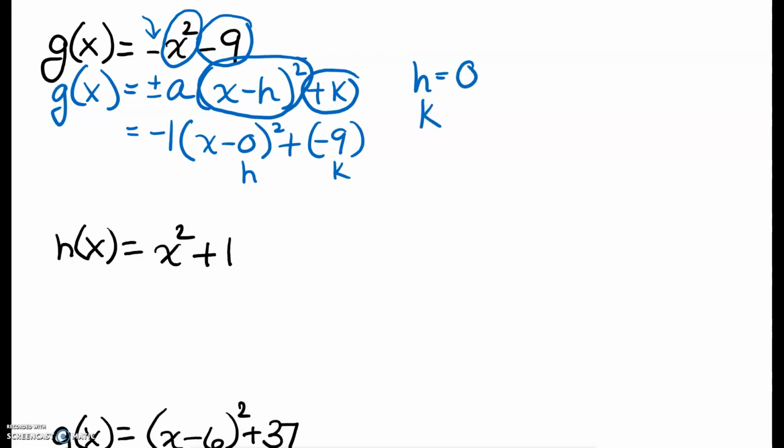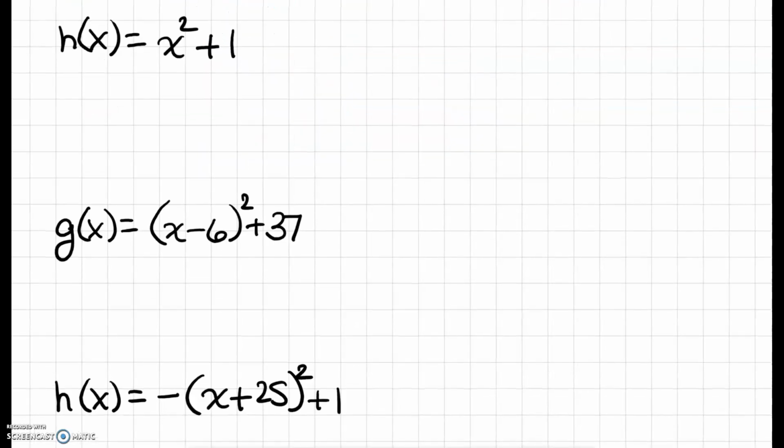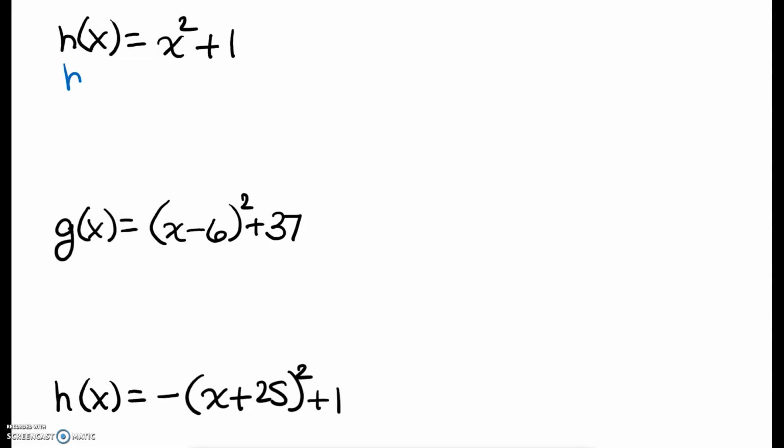h is 0, k is negative 9, so my axis of symmetry has the equation x equals 0. All right, so now let's do this one. y of x equals plus or minus a times (x minus h) squared plus k. All right, this has a nice positive 1 in front of it.